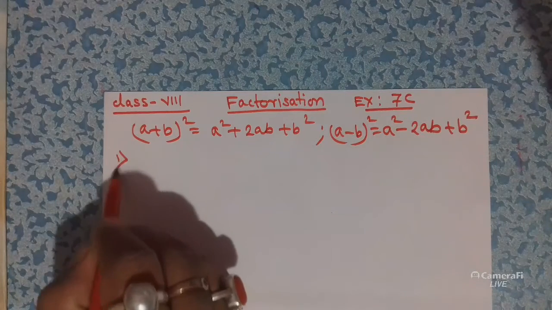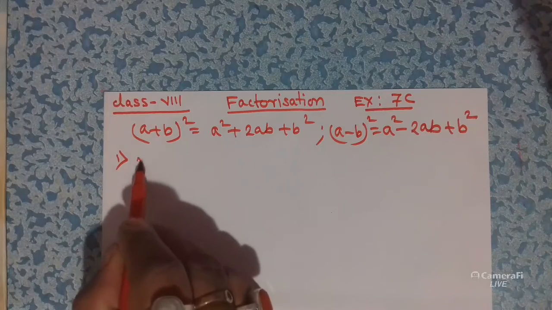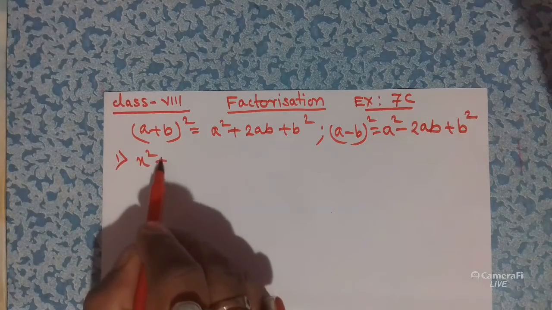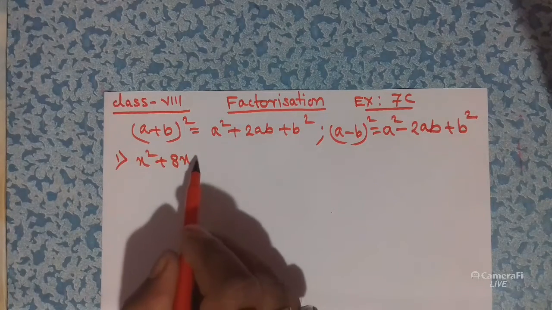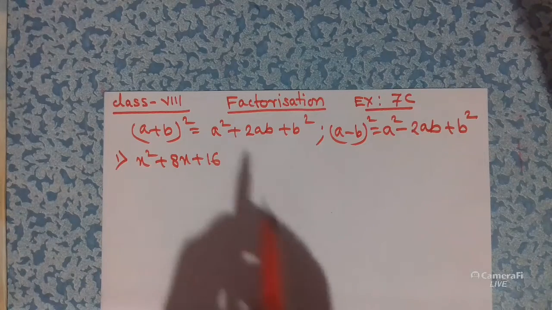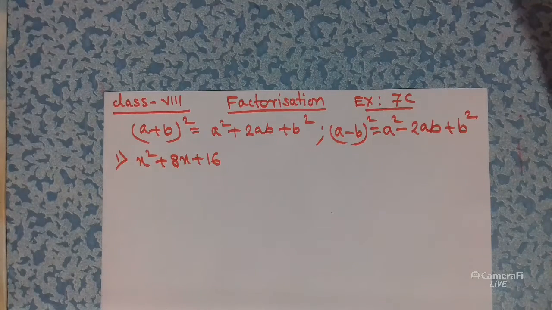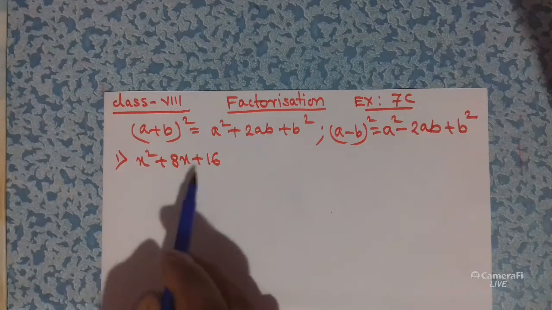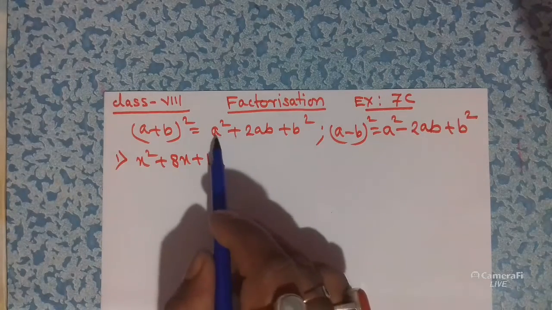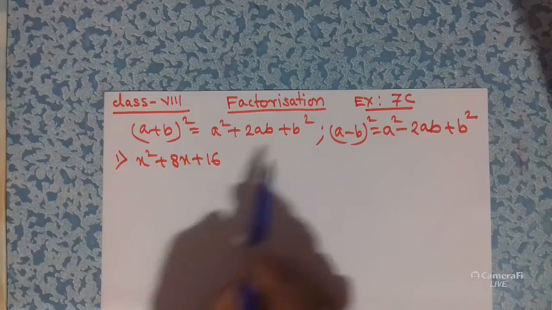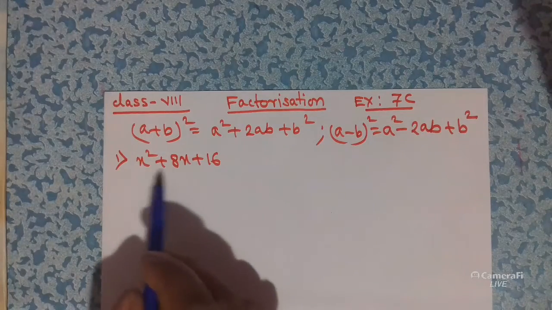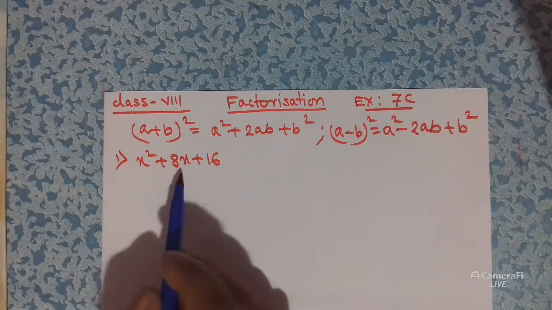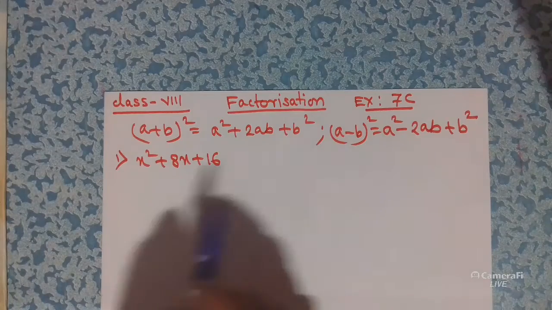The first problem is: factorize x square plus 8x plus 16. At first, what will you do? We have to arrange these three terms in the form of a square plus 2ab plus b square, because all are plus, so we can convert it into the form of a square plus 2ab plus b square.